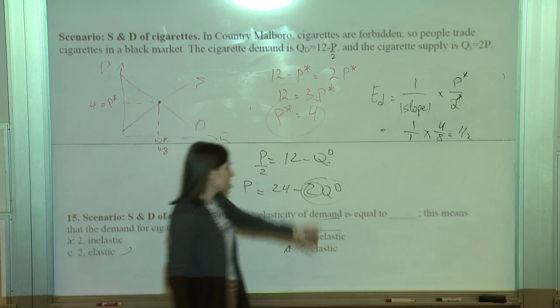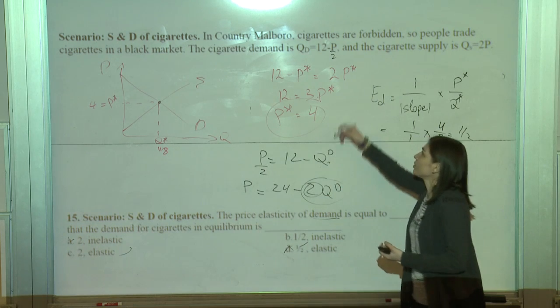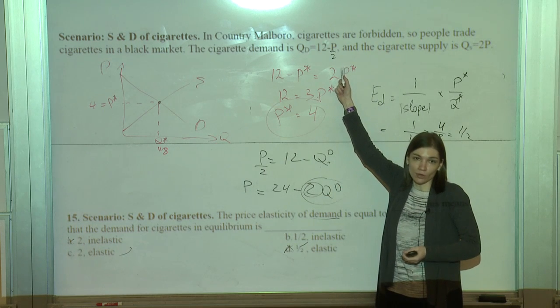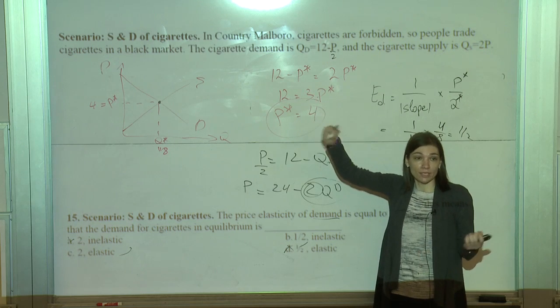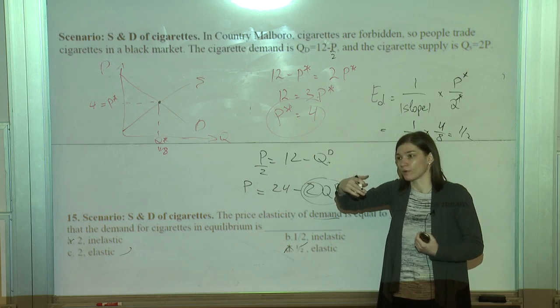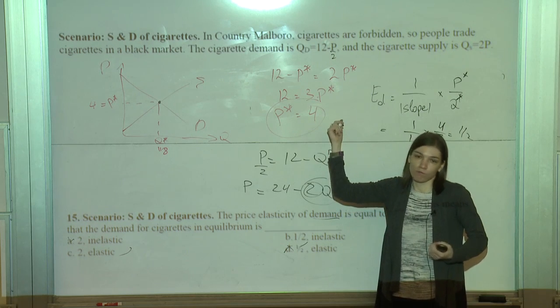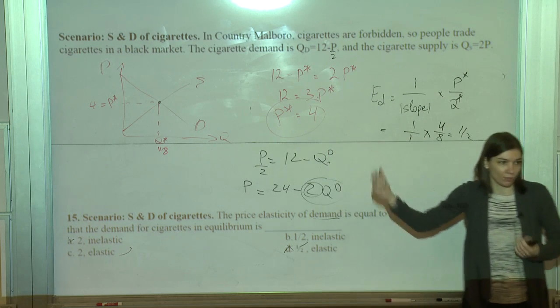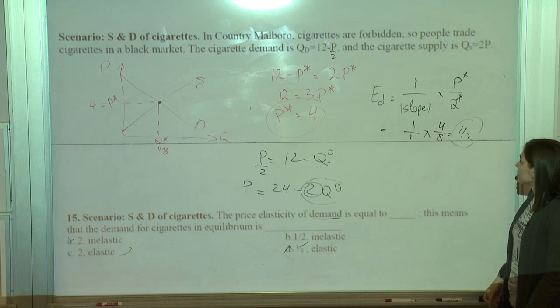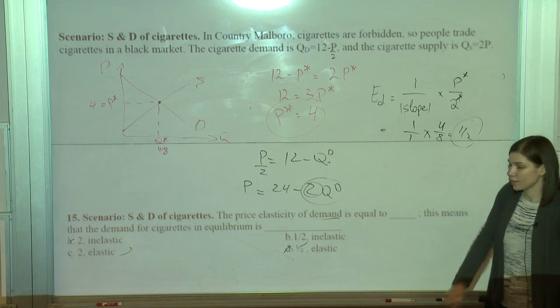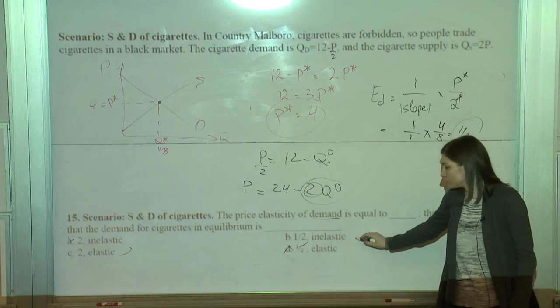Right. In this case, basically it's the reciprocal. Whatever the slope is in this equation that is expressed in terms of Q, the slope of the demand curve or supply curve would be the reciprocal of that. The reciprocal of 1 is 1, so we didn't have that problem in this case. All right, so 1/2 is the elasticity of the demand curve, therefore inelastic. And B.